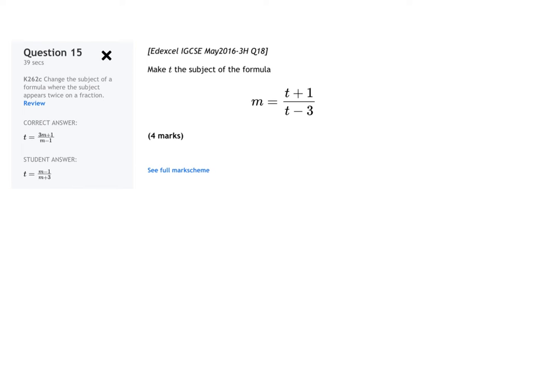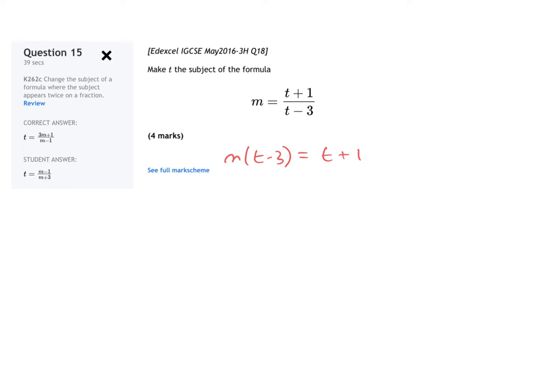In this question, we're trying to isolate the term t. Unfortunately, t appears twice in a fraction as part of the numerator and as part of the denominator. If you look at the student answer, all they've done is substituted t for m. They've swapped them around. You cannot do that. That does not make logical mathematical sense. So the fraction is the difficult thing here. So let's get rid of that by multiplying both sides by the denominator, by t minus 3. By doing that, on the left-hand side, we get m(t minus 3) equals t plus 1.